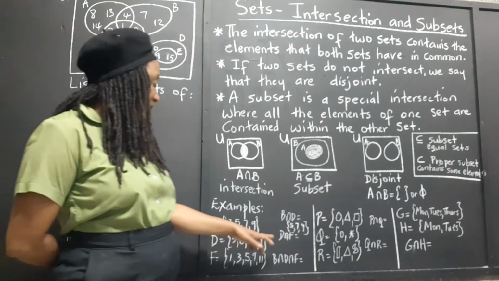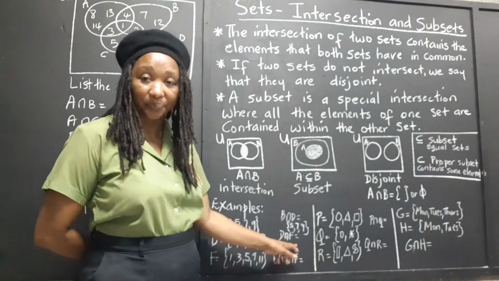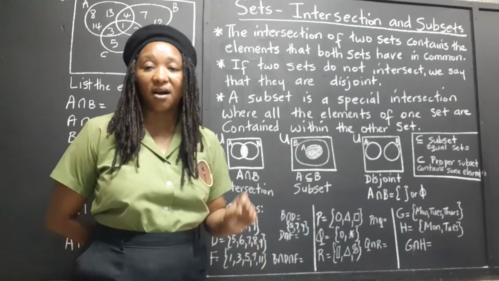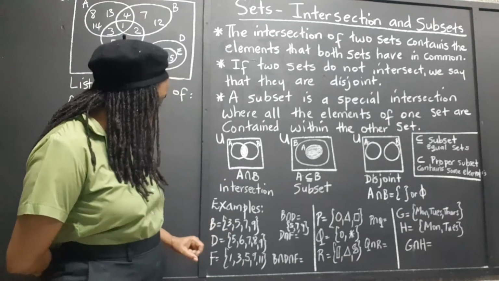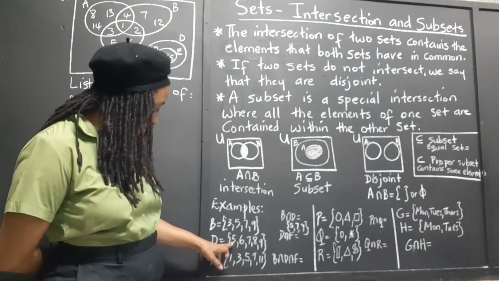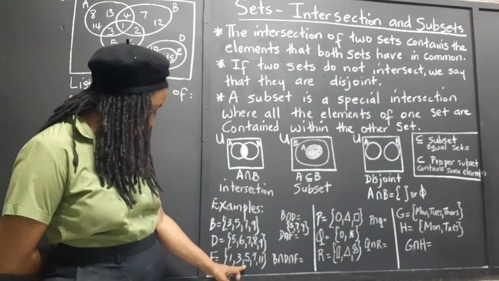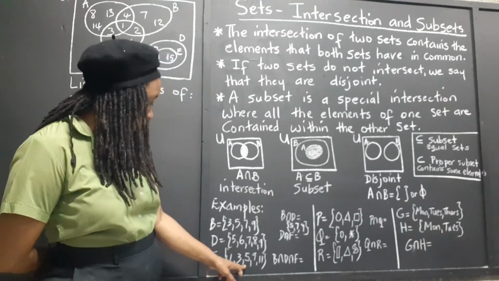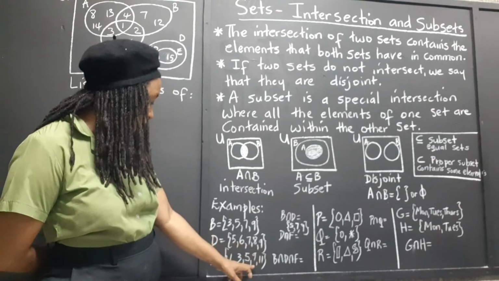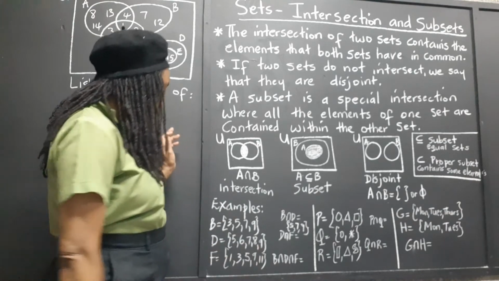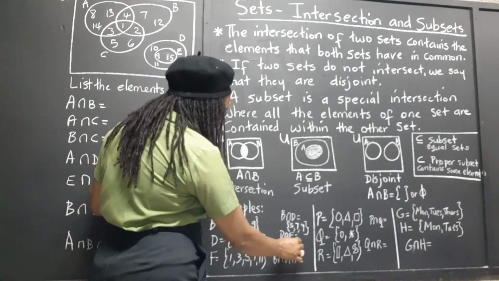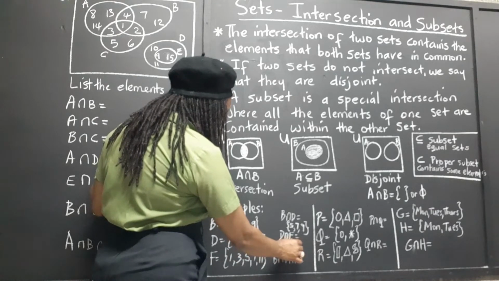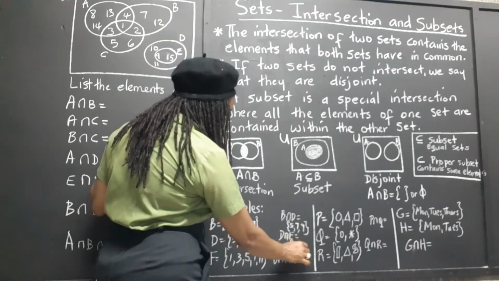Alright, how about D intersect F? What is common to D and F? So in D we have a 5, we have a 5 in F, we have a 9 in D and also a 9 in F. So the intersection of D and F, the elements in that intersection would be 5 and 9.